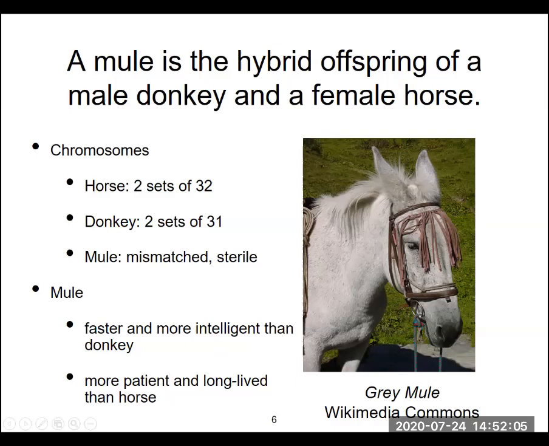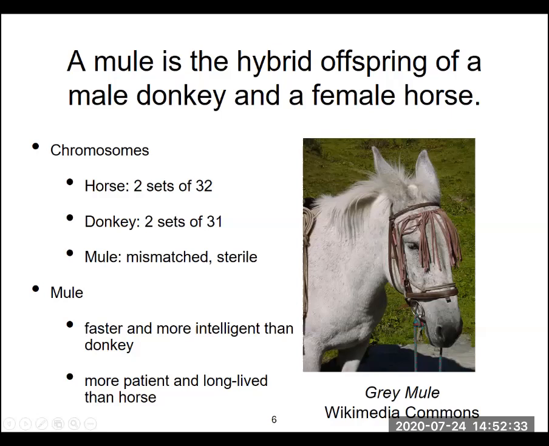So you can ask why we do that. You take a look at it. This mule over here is going to be faster and more intelligent than a donkey, but it's going to be more patient and long-lived than a horse. So you're getting better characteristics than a true bred horse or a true bred donkey by crossbreeding, producing this hybrid. And again, looking at the characteristics that we're interested in, breeding it, and seeing the characteristics that we want.